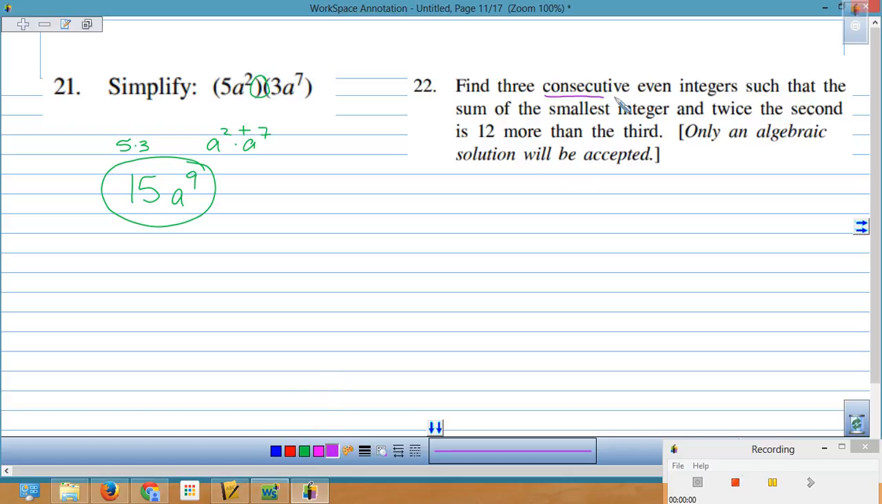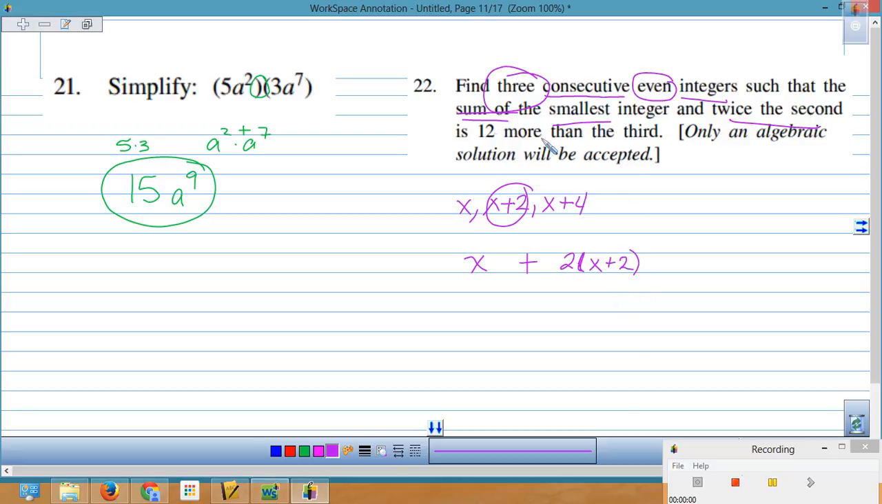We see consecutive even integers. So we should know that this is x, x plus 2, x plus 4. We need 3 of them. That's why I stopped there. Such that the sum of the smallest and twice the second. The sum of means you're adding two things. The smallest integer, which is x, and twice, which means 2 times what? The second, which is this. We're going to do that.